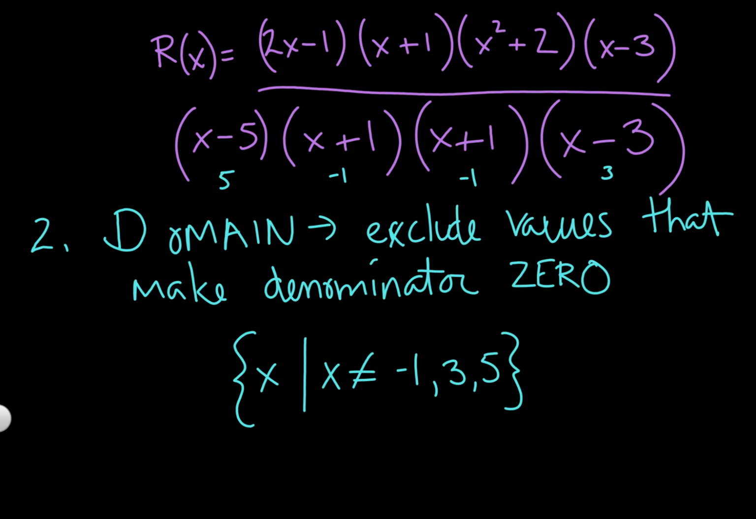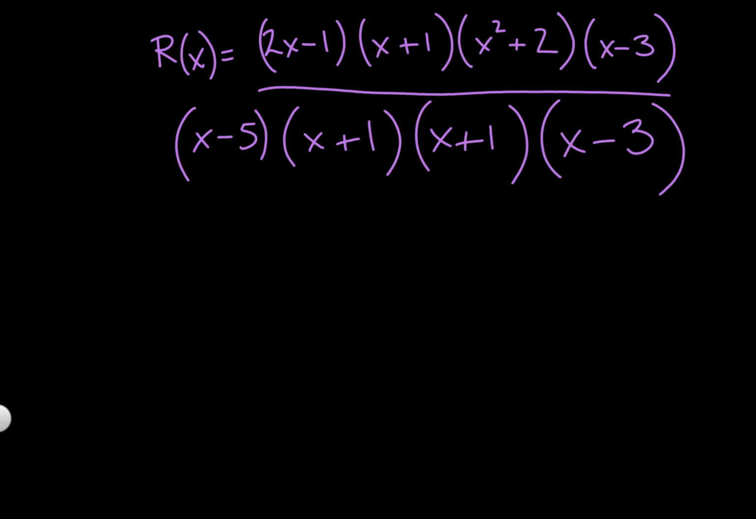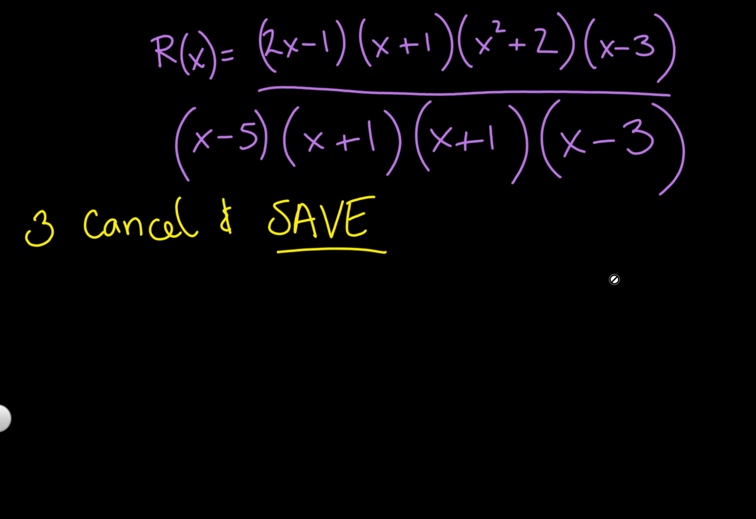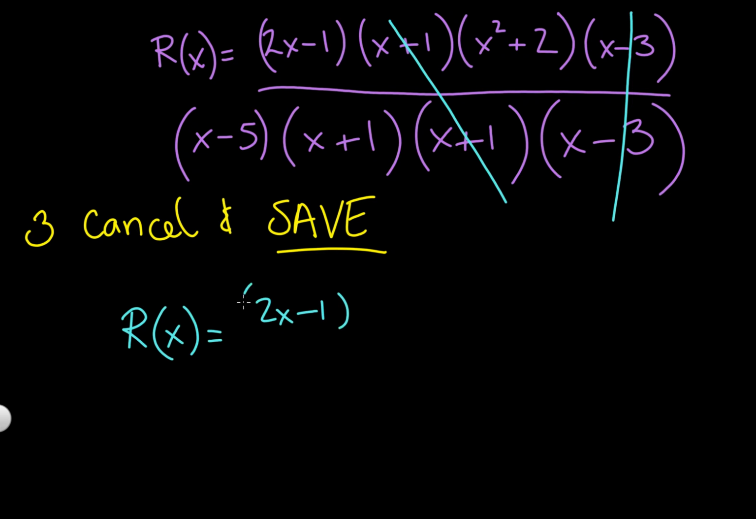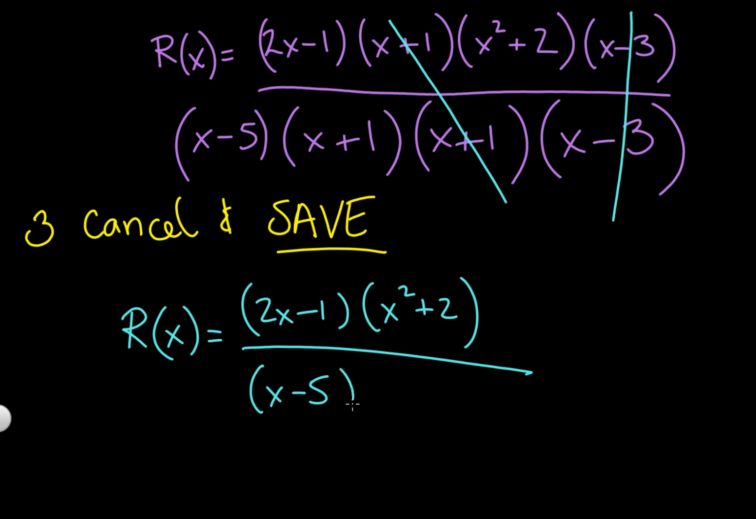After figuring out my domain, I'm going to go through and cancel any common factors. If we look at this, we've got a common factor, x minus 3, that's going to go, and x plus 1 is going to go. This leaves my function r of x as 2x minus 1 times x squared plus 2 over x minus 5 times x plus 1. And that's my new function.